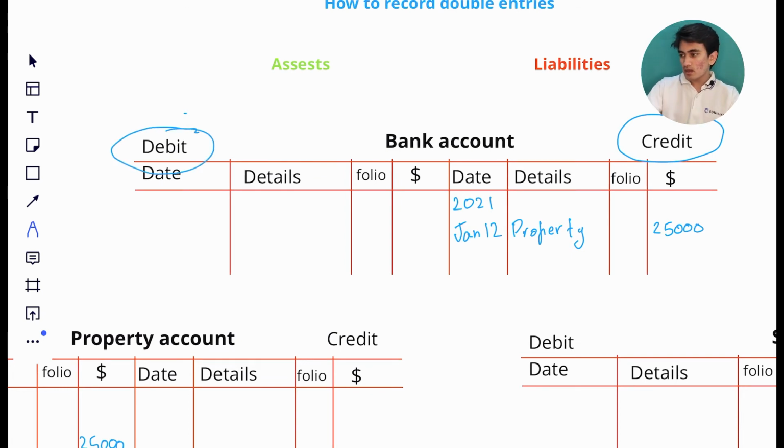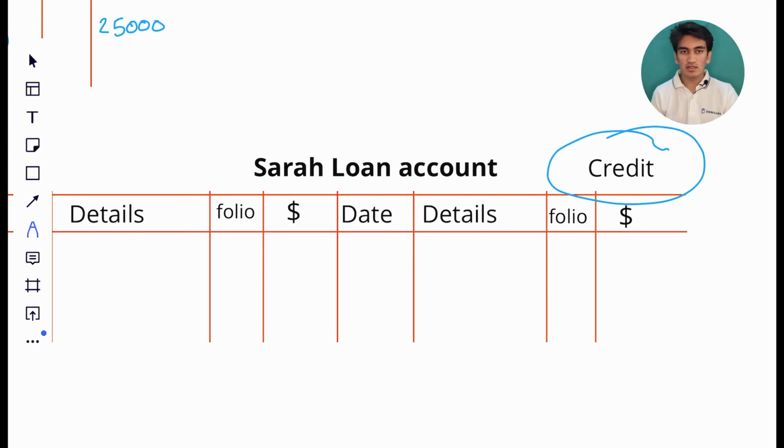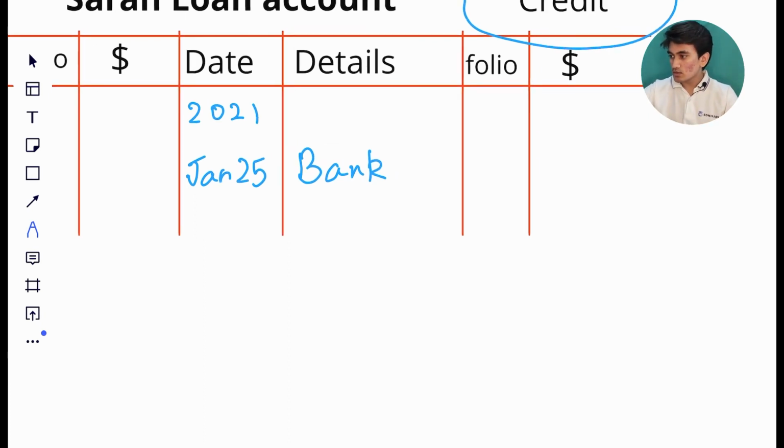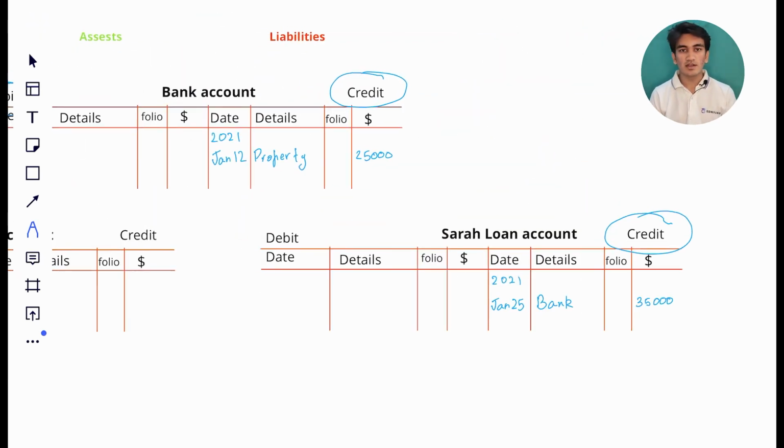So let's again start by looking at Sarah, which is giving $35,000. So this is again 2021 and the date is January the 25th on which this transaction takes place. In details, we will write bank account as Sarah loan account is giving $35,000 cash to the bank account. So we'll write $35,000. So that was a credit entry for Sarah loan account. Very simple. She is giving the loan, that's why Sarah loan account is being credited.